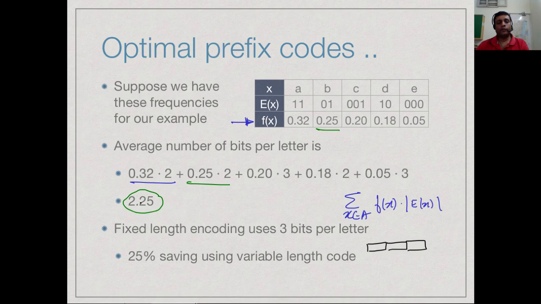So in the fixed length encoding, I would use 3 bits per letter. By going to a variable length code which takes into account the frequencies, I'm actually saving: instead of sending 300 bits for 100 characters, I'm sending 225 bits. So you have a 25% saving. This is what we are trying to get at.